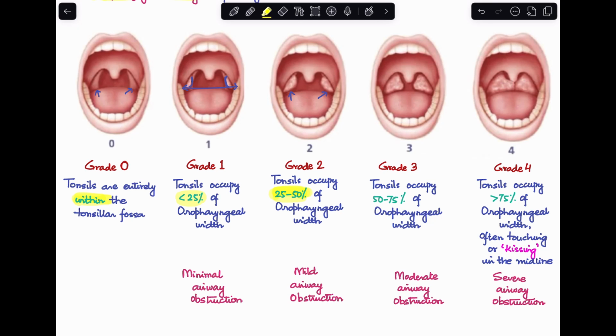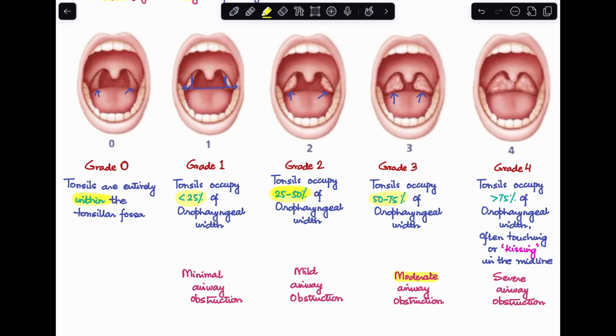Grade 3 is when the tonsils are occupying 50 to 75% of the oropharyngeal width. In this case, the patients have moderate airway obstruction. You can see in the image over here that it's actually taking up more than 50% of the oropharyngeal width.